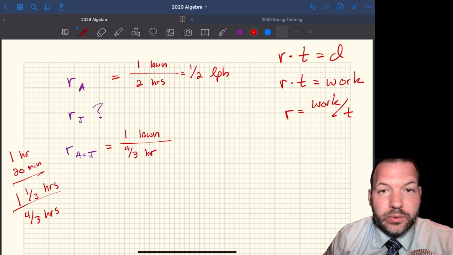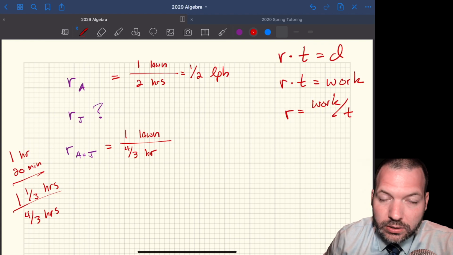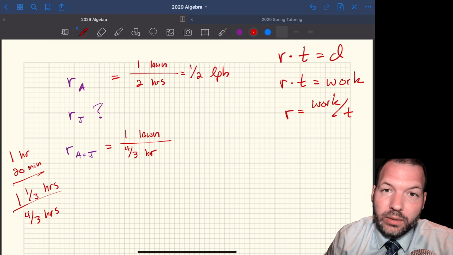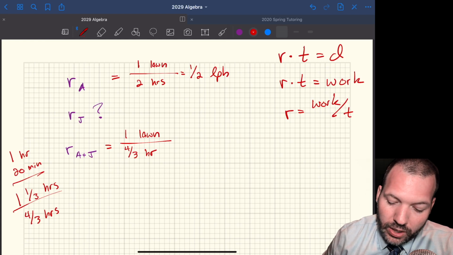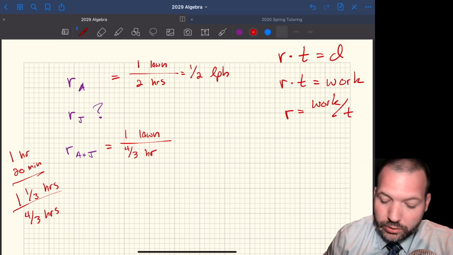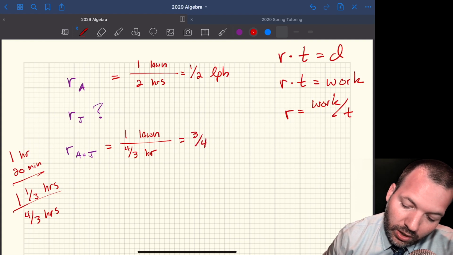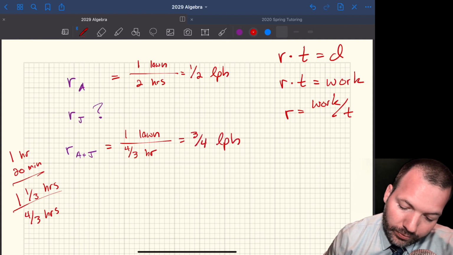How do we divide by fractions? This is something you've learned years ago, but also definitely important in the last lesson. We multiply by reciprocals, right? And so this is really 3/4 of a lawn per hour.